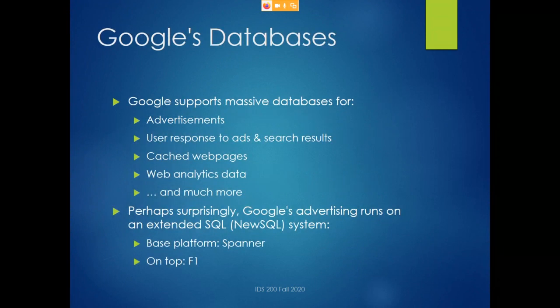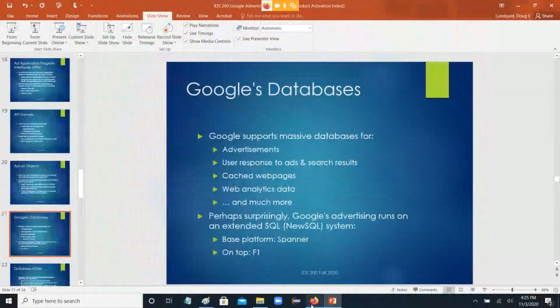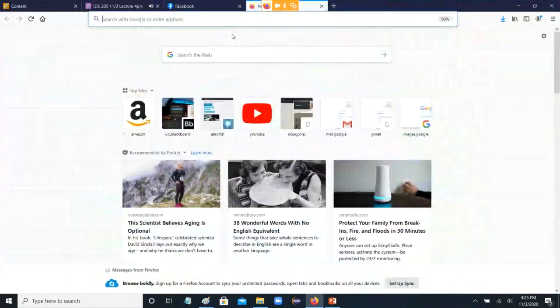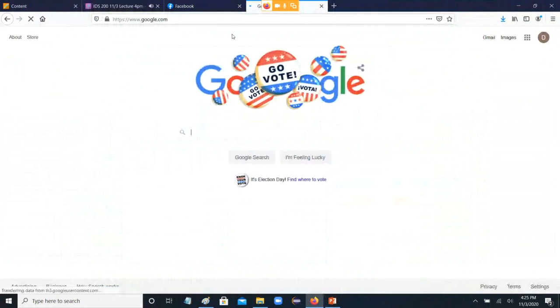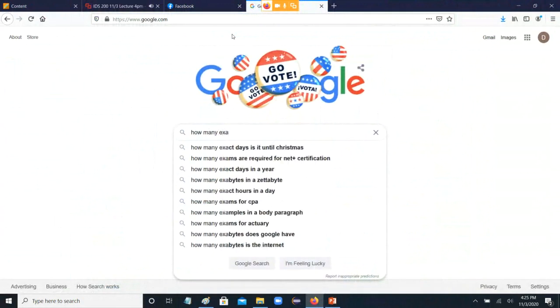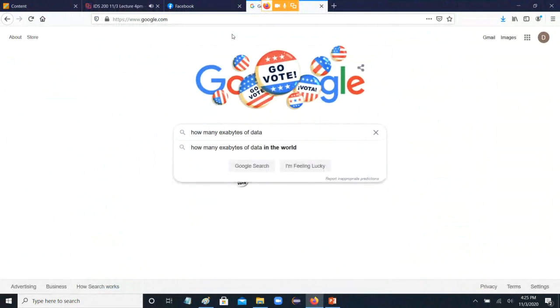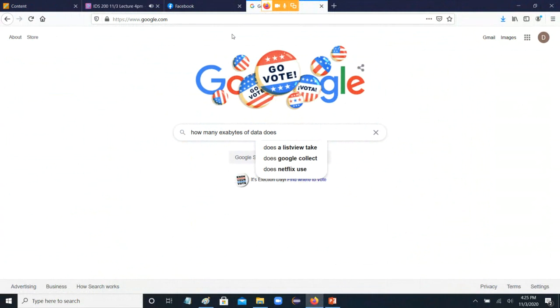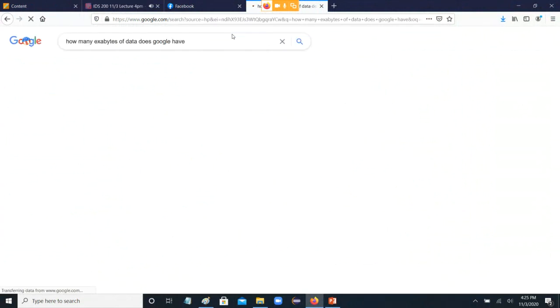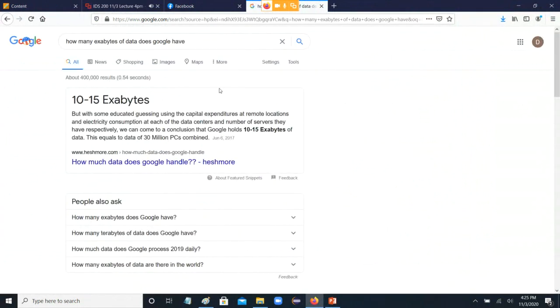Google's databases. Google has massive databases for advertisements, for storing how users respond to ads and search results, cached web pages, web analytics data, and lots more. They have untold exabytes of data. In fact, you can take a peek. I don't know if we'll even be able to find this, but I'll try to look it up. Let's see, how many exabytes of data does Google have? Now we're there. Let's see if we can figure it out. 10 to 15, okay? But that is from a few years ago.